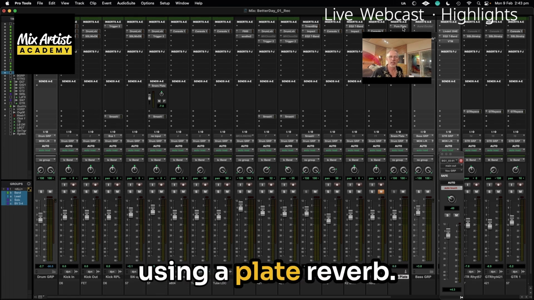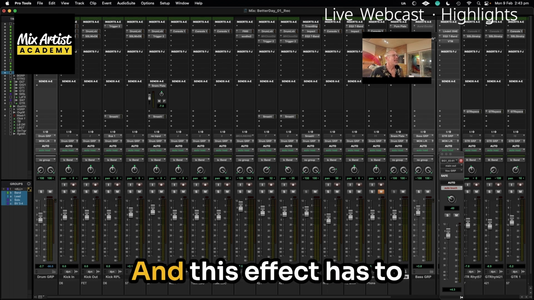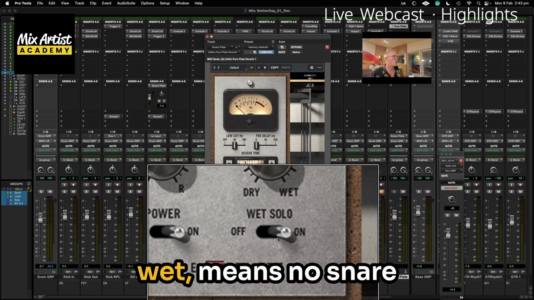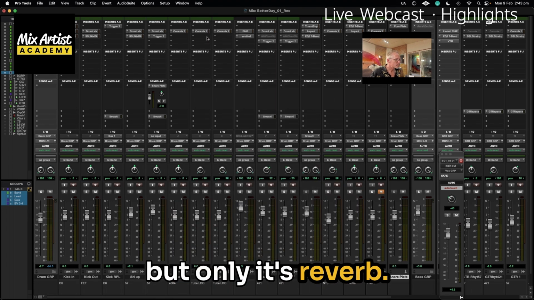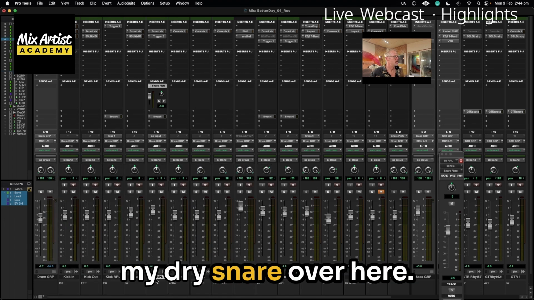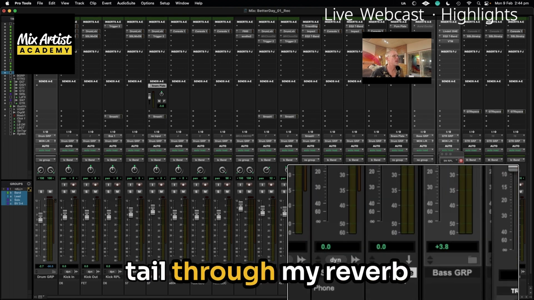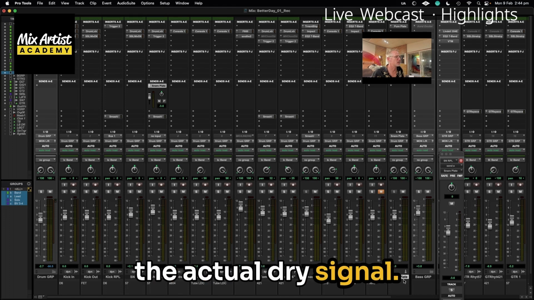In this case, I'm using a plate reverb. Snares and plate reverbs, they love each other. And this effect has to be 100% wet. Means no snare comes through it, but only its reverb. So what I get now is my dry snare over here, and only the reverb tail through my reverb channel, and none of the actual dry signal.